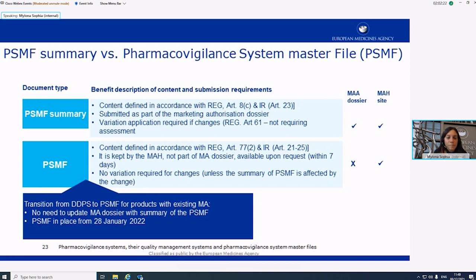The transition from DDPS to PSMF: there is no need to update the dossier of existing marketing authorizations with a summary of the PSMF. However, it is very clear that you should have a PSMF in place from January 2022 to describe your system. Next one.